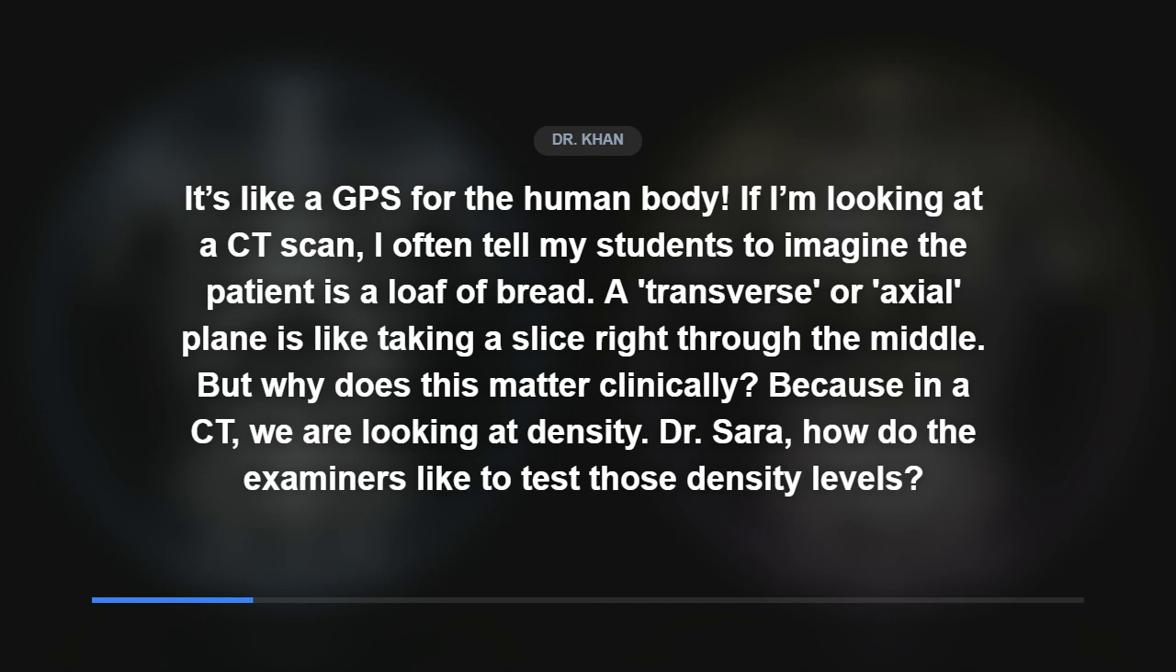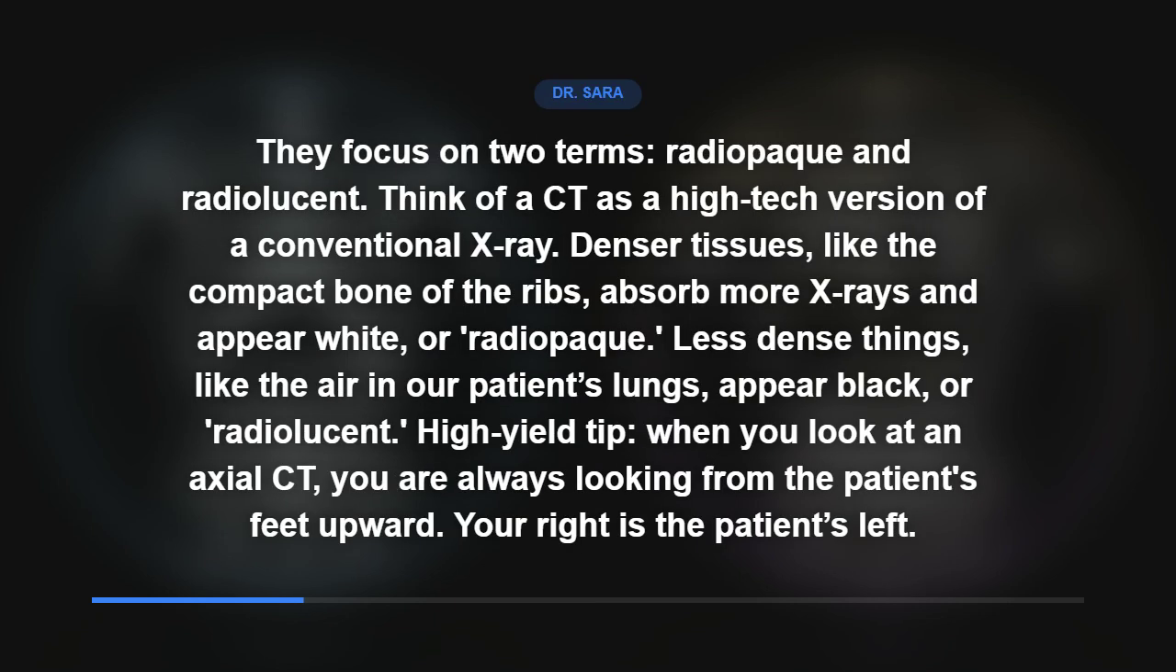If I'm looking at a CT scan, I often tell my students to imagine the patient is a loaf of bread. A transverse or axial plane is like taking a slice right through the middle. But why does this matter clinically? Because in a CT, we are looking at density. Dr. Sarah, how do the examiners like to test those density levels?